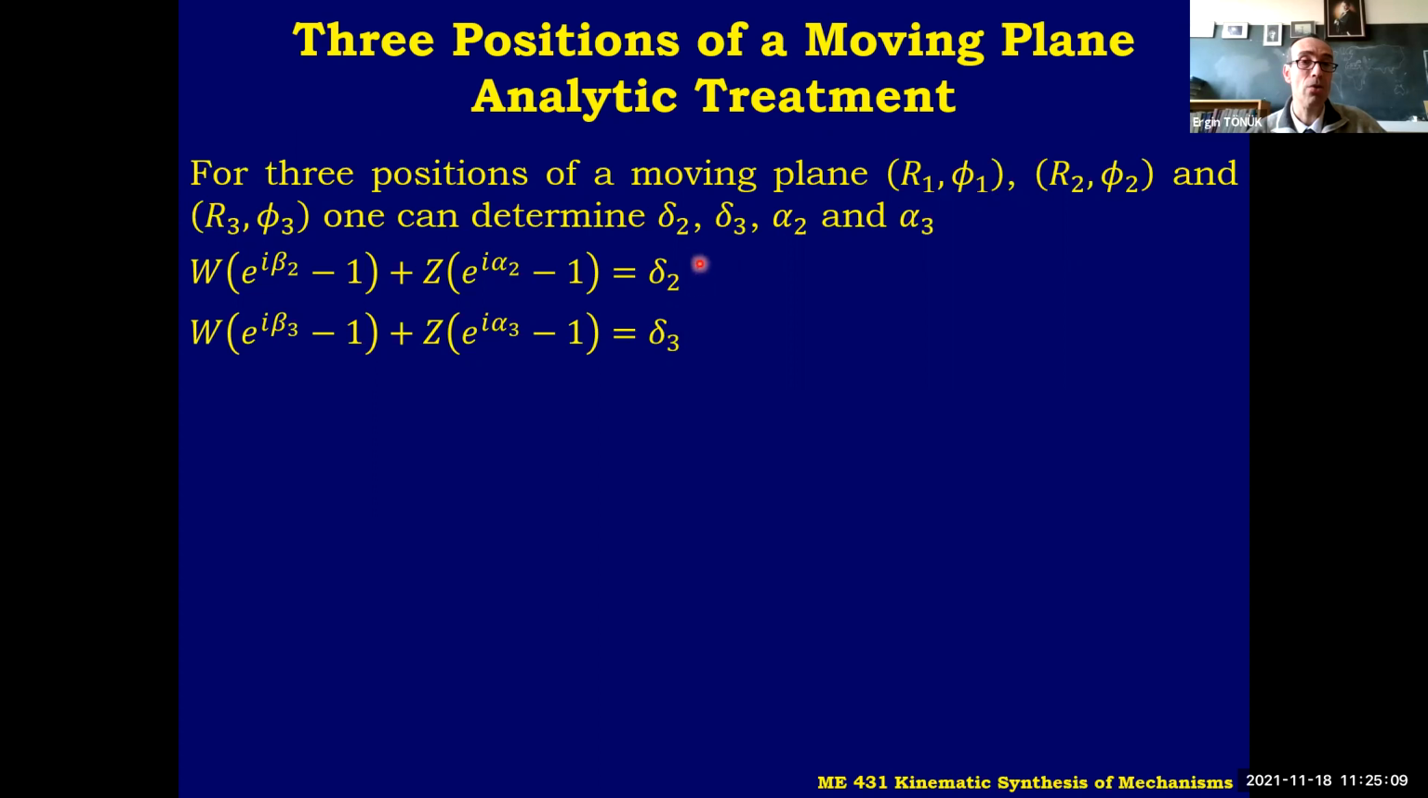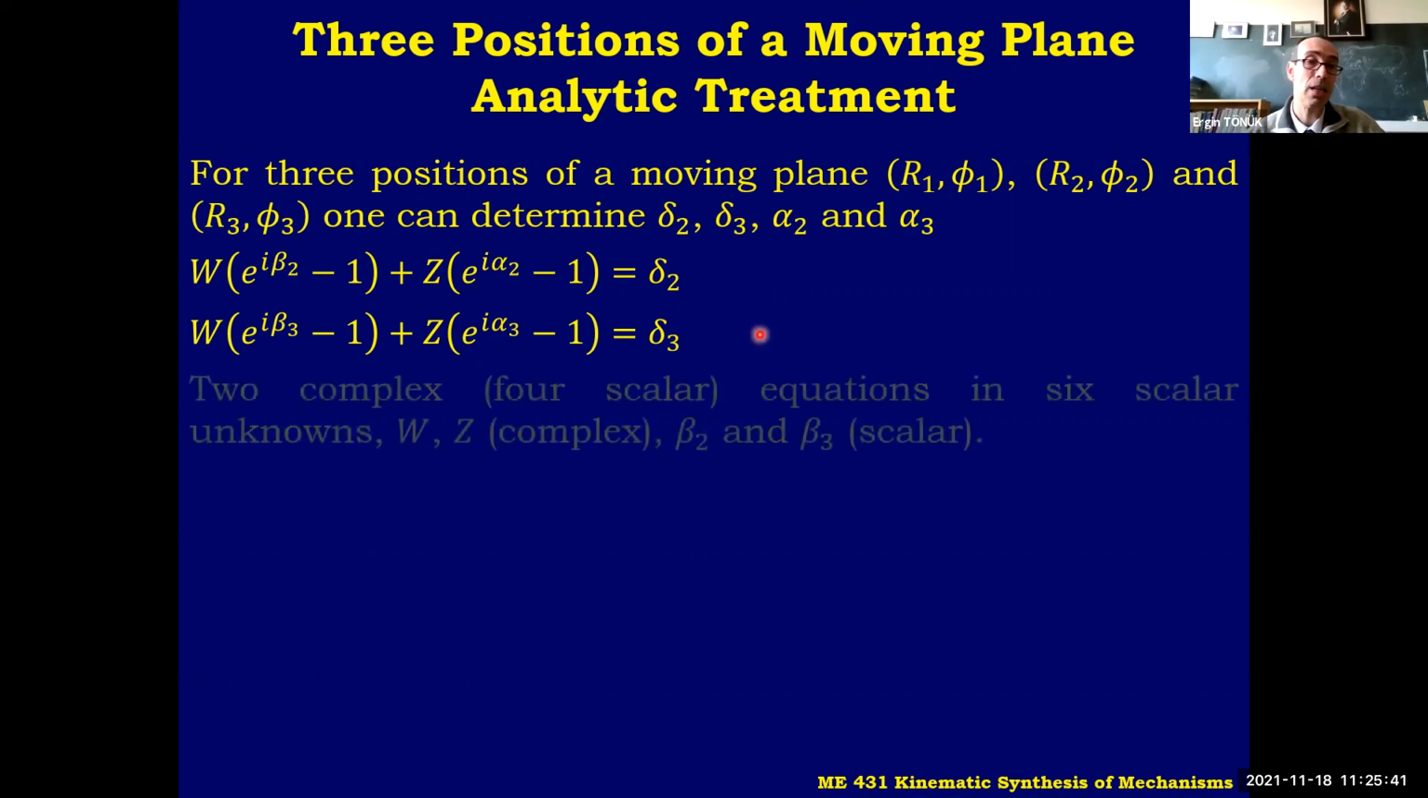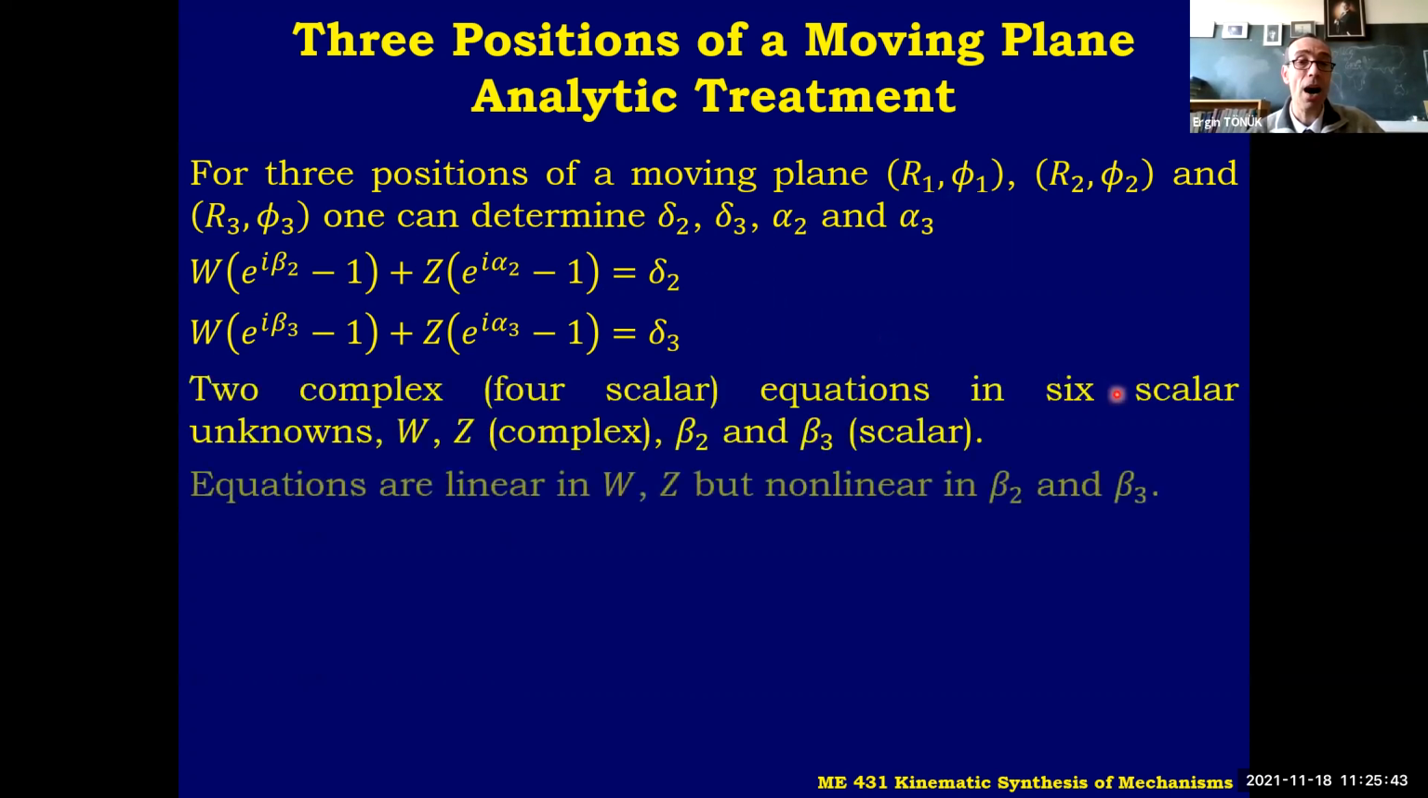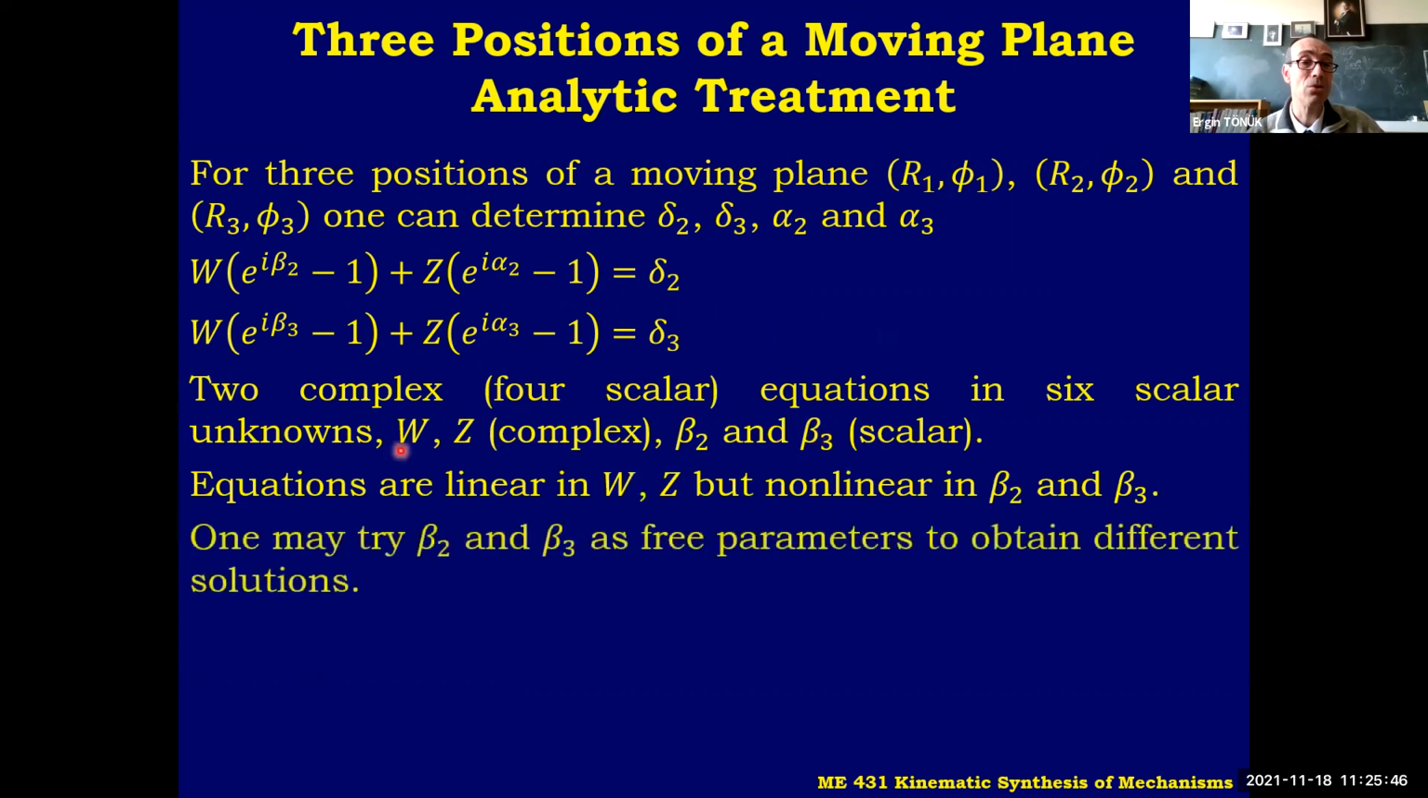Okay? So we can determine delta 2 and delta 3. Delta 2 is R2 minus R1 in complex numbers. Delta 3 is R3 minus R1. And alpha 2 is phi 2 minus phi 1. Alpha 3 is phi 3 minus phi 1. They are known. What is not known? Actually, I have 2 complex equations, which means 4 scalar equations, and I have 6 scalar unknowns.